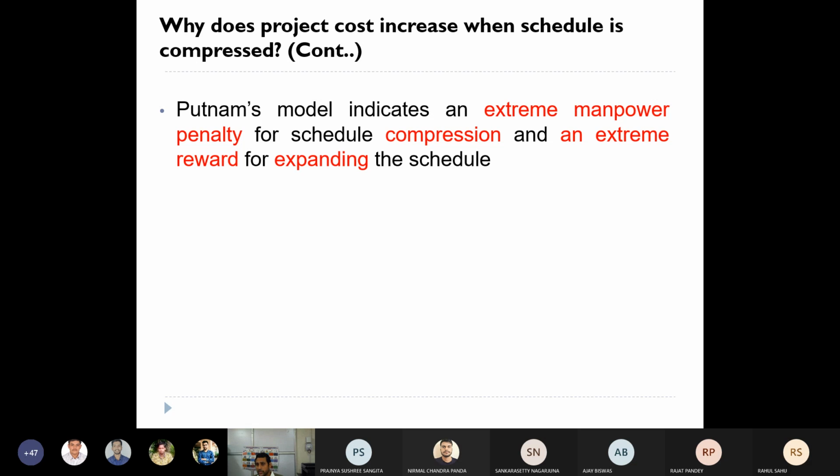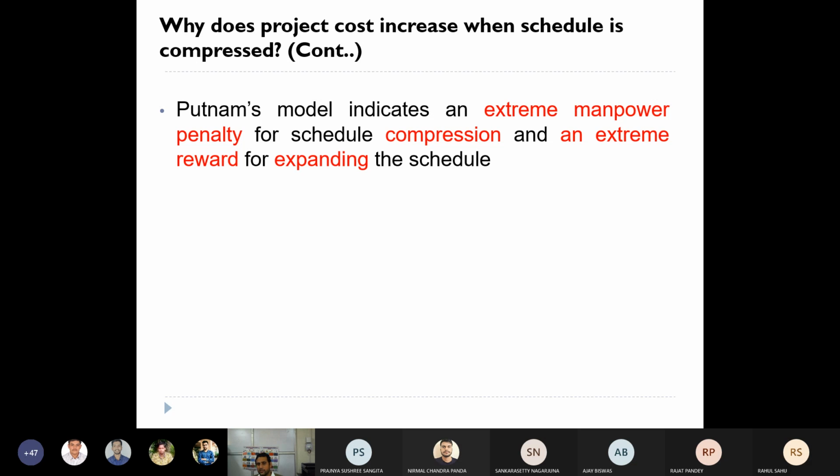Now you can understand, the compression actually leads to an extreme manpower penalty. That means you require more manpower, right? So that is what you can think of as the manpower penalty. And there is an extreme reward for expanding the schedule. Now if you expand the schedule, probably you will not get that sort of penalty, right?